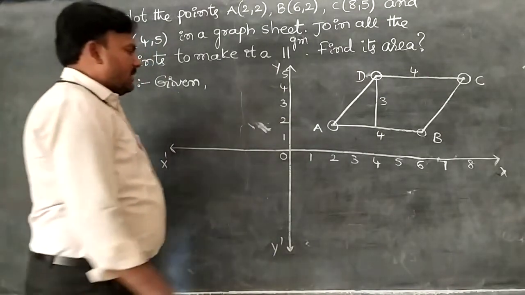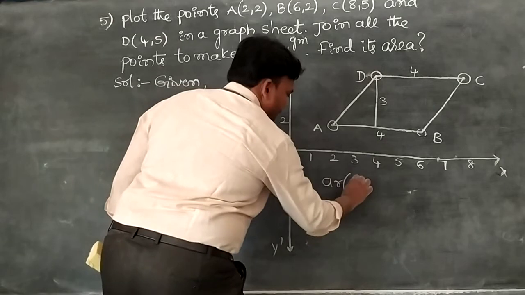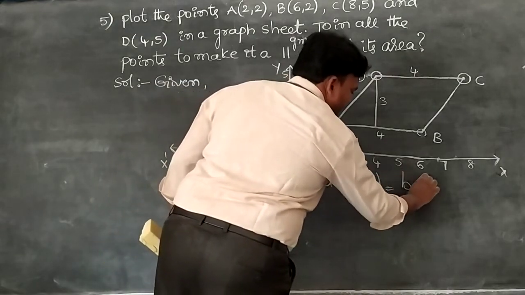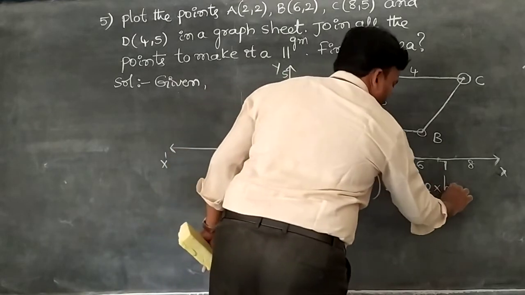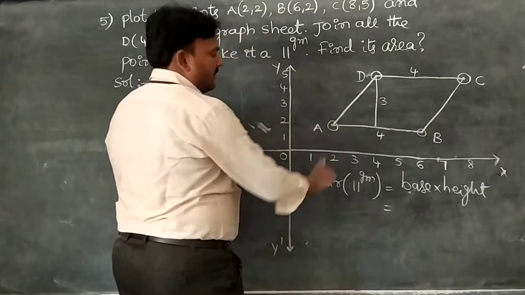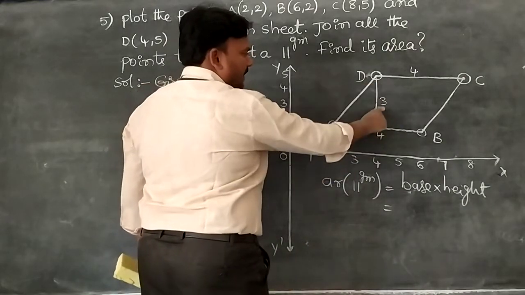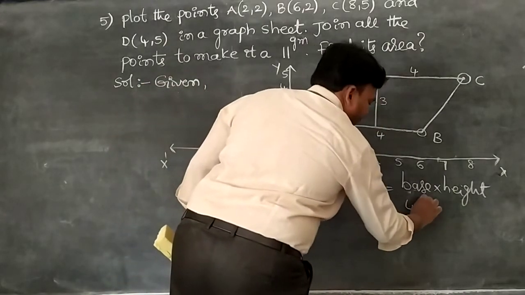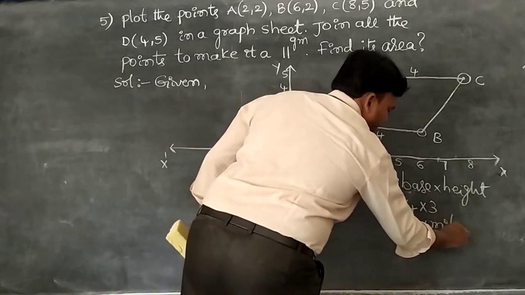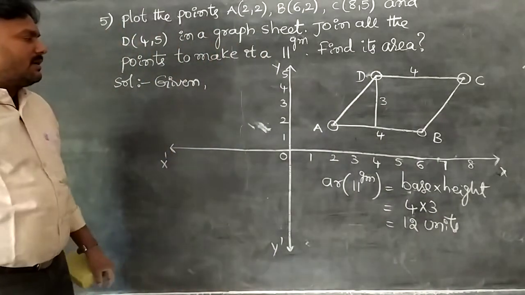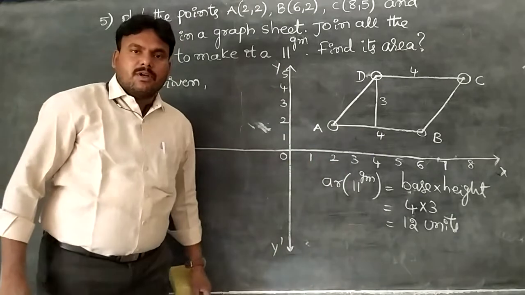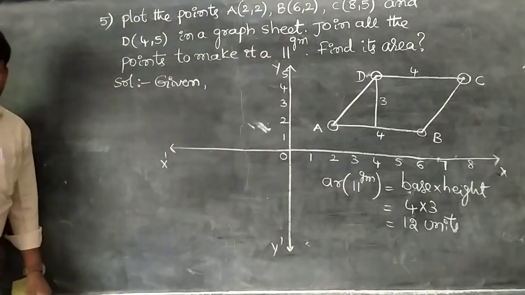So in a graph sheet here, area of parallelogram equals base into height. What about the base value? 4 units. Height value 3 units. That is 4 into 3. It becomes 12 units. 12 units, students. That is the way of approximation. Take a graph, you can get the result easily. Okay, students, go for another problem.